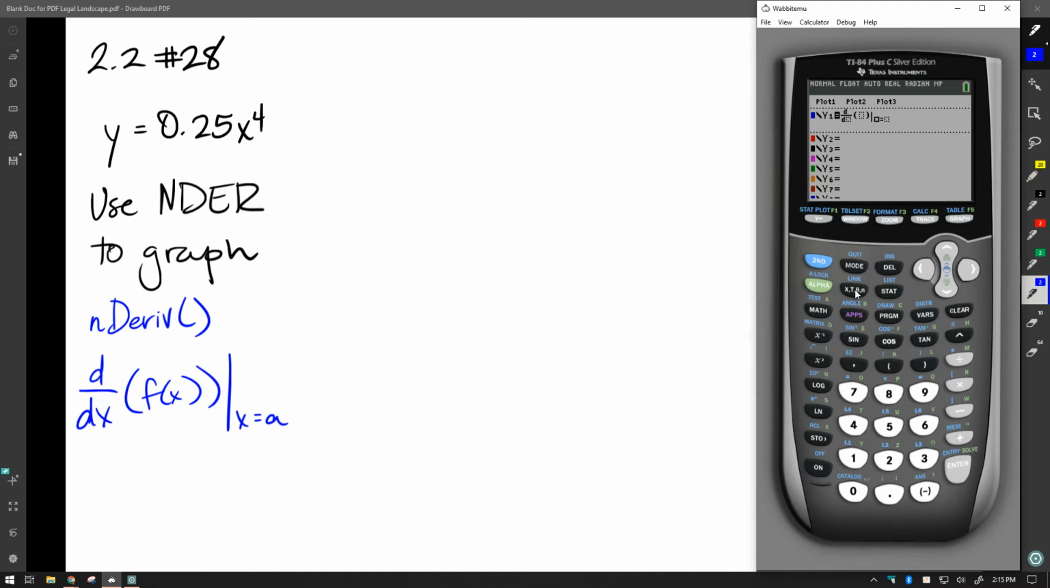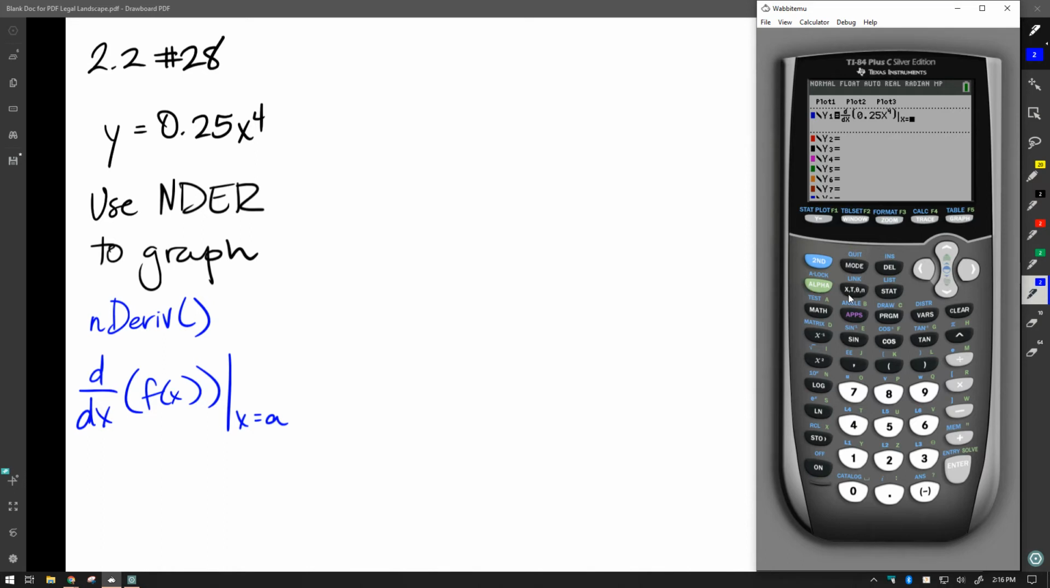We want to graph d/dx, the derivative with respect to x, of the function 0.25x to the power of 4. Now, here's where we have to take a step in a sideways direction. Normally, what we do is type in a number here. We want to evaluate the derivative at a constant value. But if we did that in this case, all we'd have is a horizontal line. We'd be graphing y equals a number, the numerical derivative at whatever x value the function found.